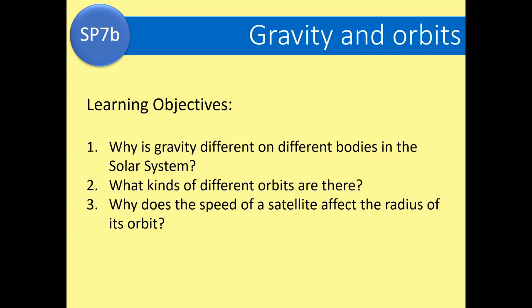So why is it different on the Earth compared to Jupiter or the Moon? What different types of orbits are there? So can things orbit in different shapes? And why does the speed of a satellite affect the radius of its orbit? To look at how quickly something moves relates to the radius in which it's orbiting around, say, Earth.